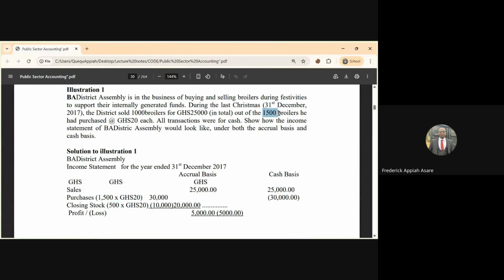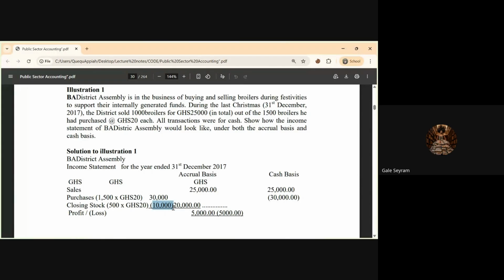When it comes to the closing stock, we purchased 1,500 beds. We've sold 1,000 beds. So we have left with how many beds in our books? 500 beds. And each bed costs 20 cedis. So when you multiply these 20 cedis by the remaining 500 beds, you get 10,000. I think that's the idea.